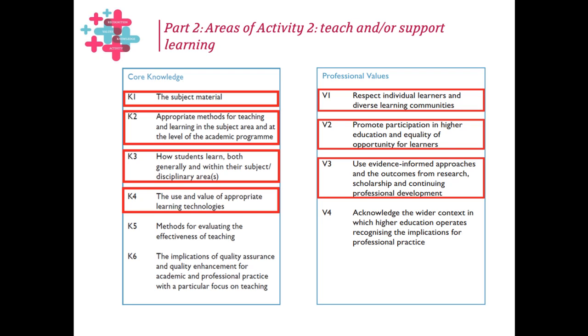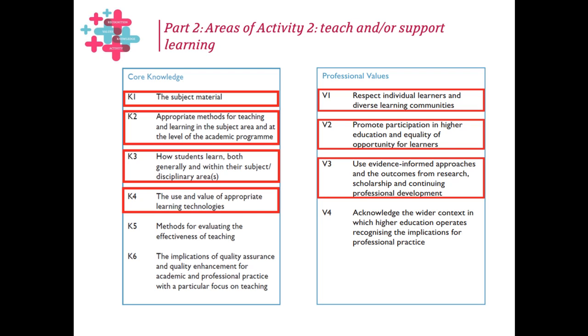Professional values, these are really important in area of activity 2. Respect for individual learners and diverse learning communities. I've already touched on the fact that you need to be inclusive, so how are you making your teaching inclusive for mature students with a group that are predominantly 18-year-old students? How are you integrating international students into your classrooms where the majority are UK-based students? And what about those experiences, students coming in with different qualifications?